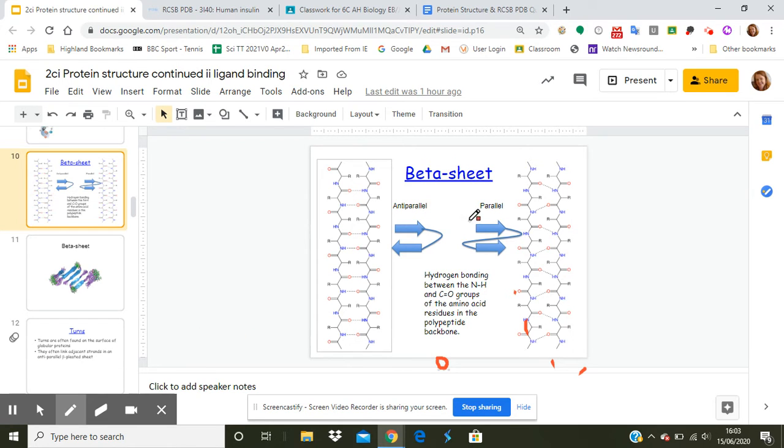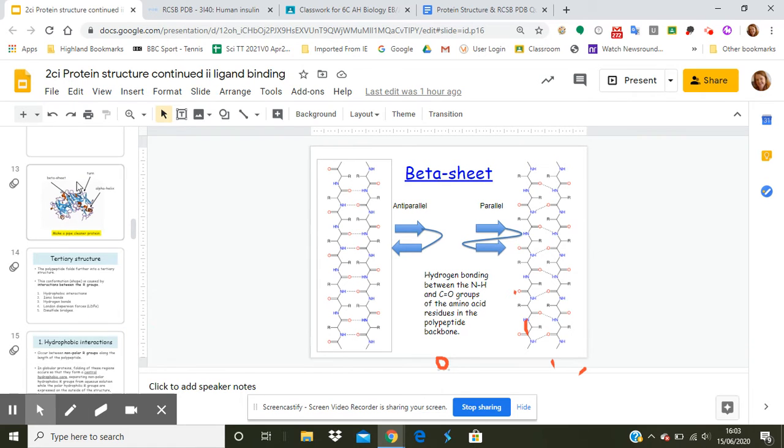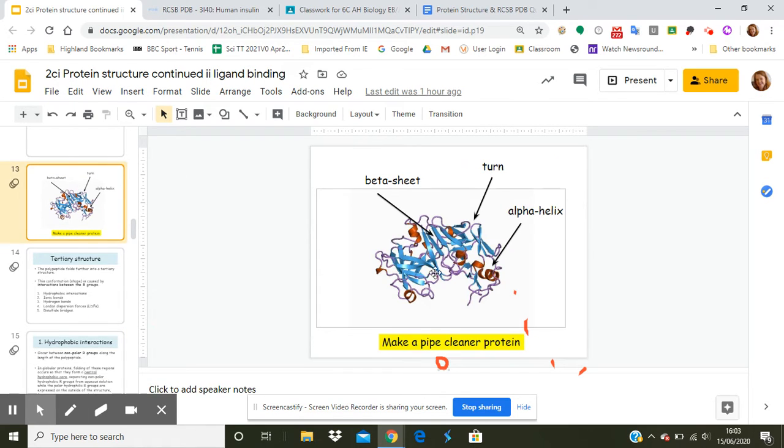And then the final secondary structure is a turn. So a turn is this, like that. It could be within your beta sheet. It can be from one alpha helix to another alpha helix, or a beta sheet to a beta sheet. Okay. So when you've got lots of those going on, for instance, here you've got some beta sheets, you've got some alpha helixes there. It's all held together, and this is now called the tertiary level or structure.